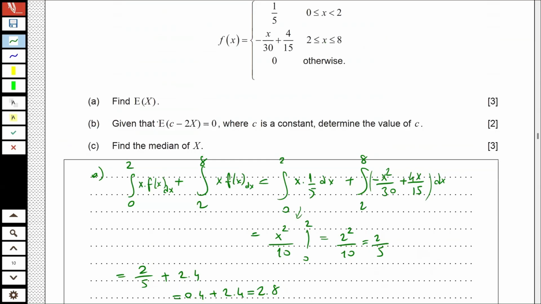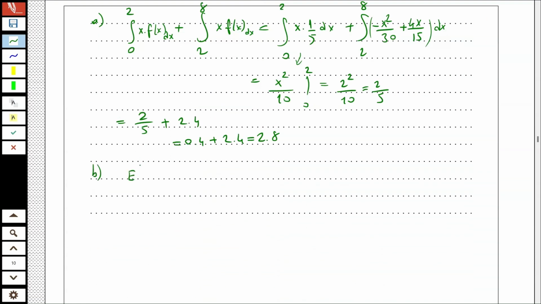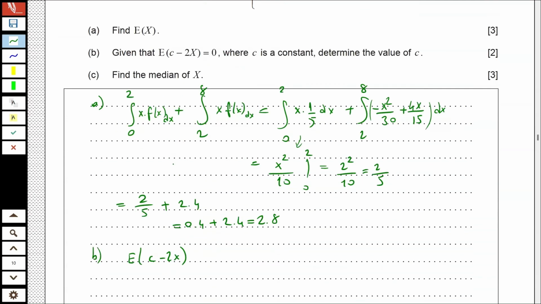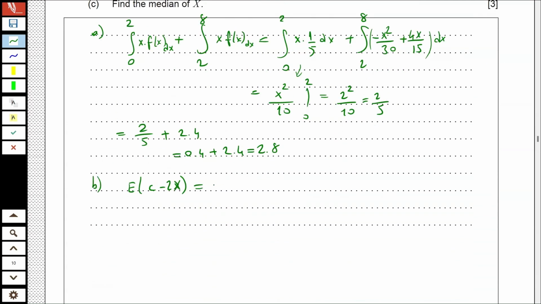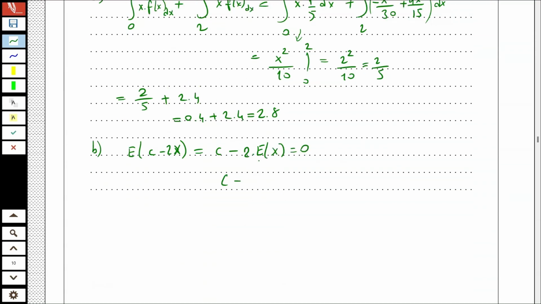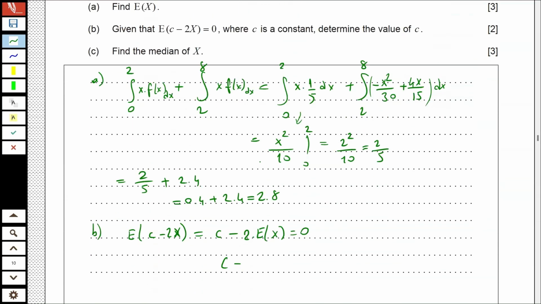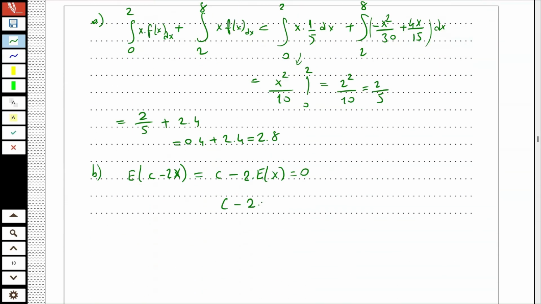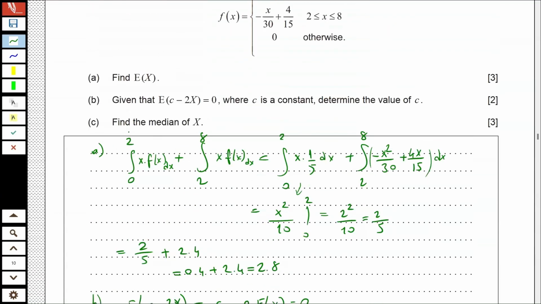The second question is asking: given that the expected value of c minus 2 times x equals 0, where c is a constant, determine the value of c. So using the property of this expected value, you can write c minus 2 times the expected value of x equals 0. c minus, we already found it is 2.8 in the previous question. So 2 times 2.8 is going to be 0. And from here, c is 5.6.